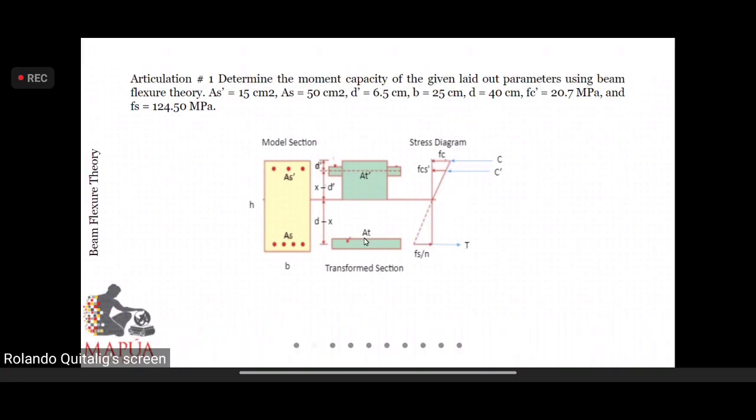The AT is equal to AS multiplied by n, the modular ratio. And this is Ft, Fs over n. Let's do it now. We begin with the neutral axis. In computing the location of the neutral axis, we are going to equate the statical moment of area for both sides, the upper portion and the lower portion of the assumed neutral axis.